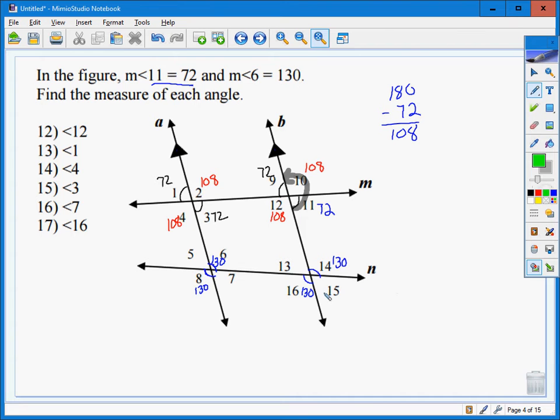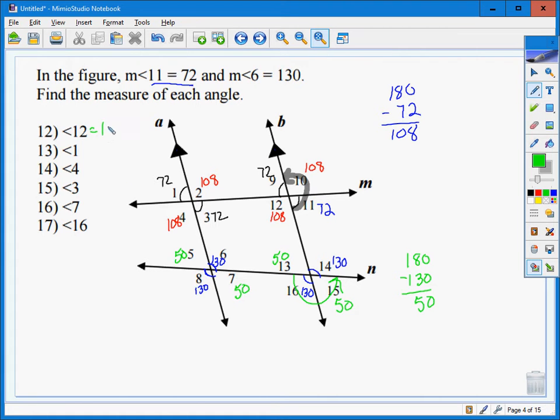Likewise, when I come down to the bottom, these two angles would have to add up to 180 degrees. 180 minus 130 is 50. So 15, 13, 7, and 5 are all 50 degrees. And now I can just go through and answer my questions.